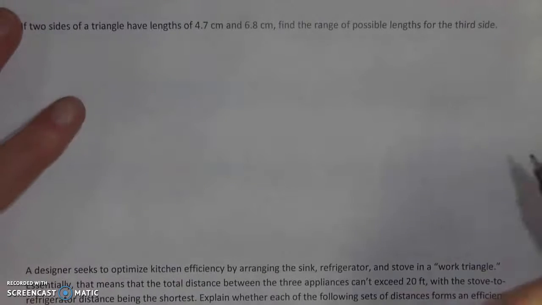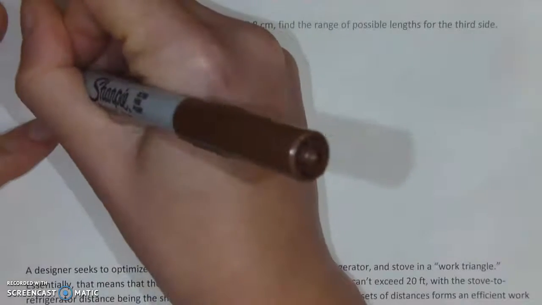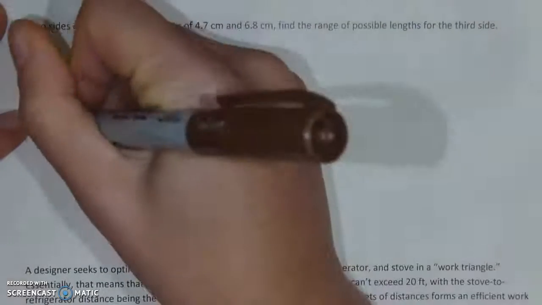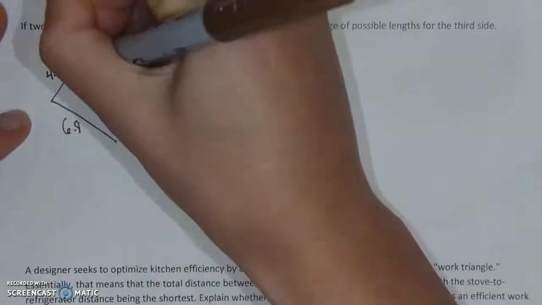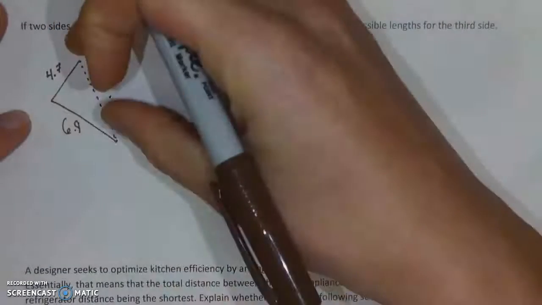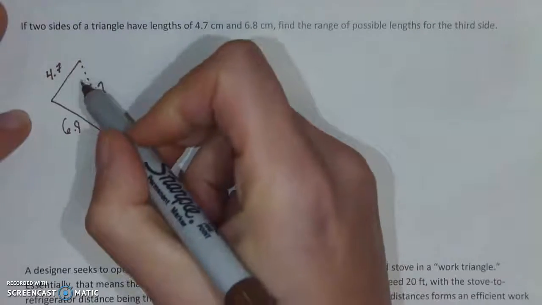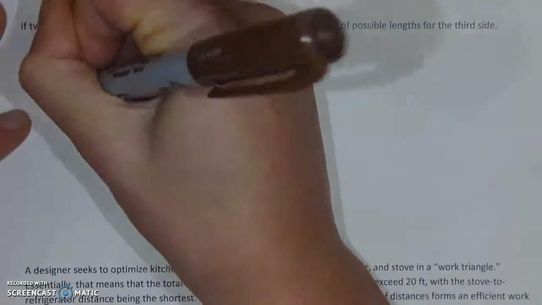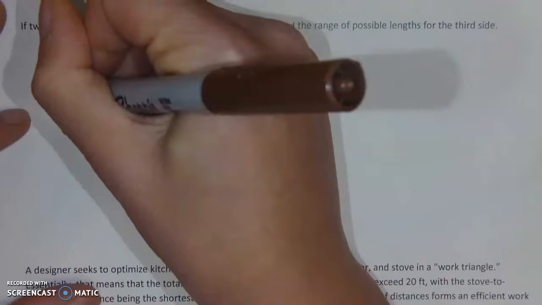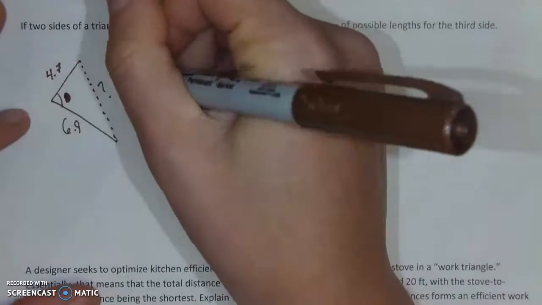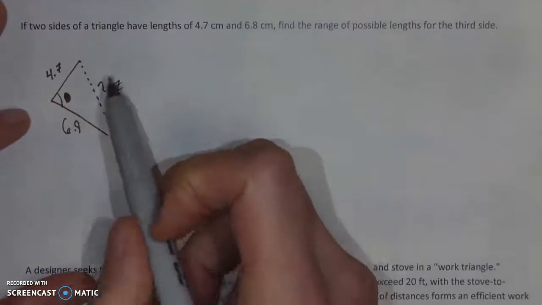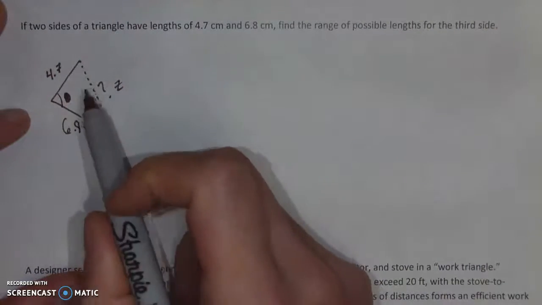So what it's saying is, let's say that we have this length of 4.7 and we have this length of 6.8. How big could this final side be? And it could be a lot of different lengths, right? Depending on how much I open or close this in the angle that we choose for this. Now, let's find that range. And I'm going to call this, let's just go with Z, just for fun. So that's going to be the length of that third side.